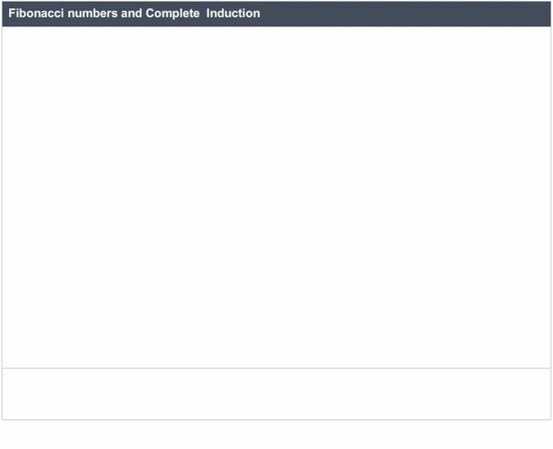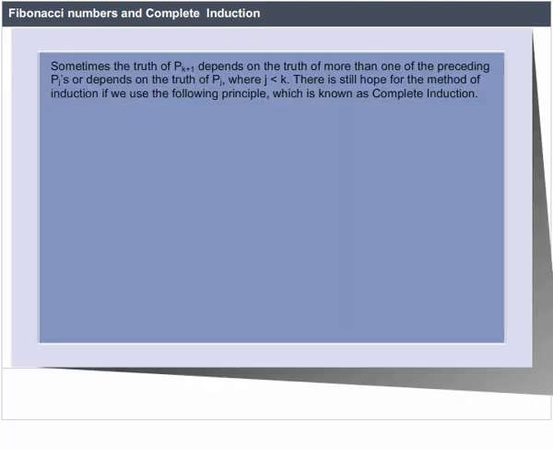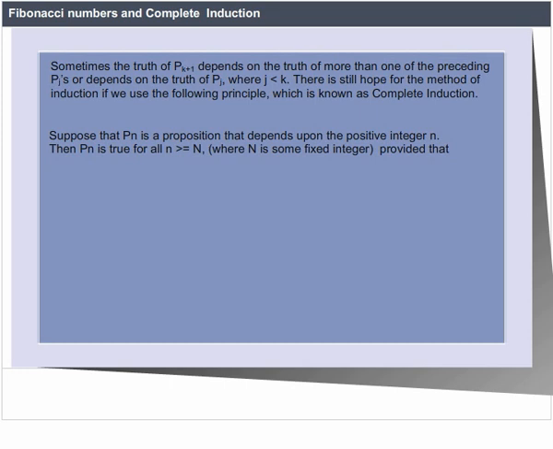Sometimes the truth of Pk plus 1 depends on the truth of more than one of the preceding Pj's, or depends on the truth of Pj where j is less than k. There is still hope for the method of induction if we use the following principle, which is known as complete induction. Suppose that Pn is a proposition that depends upon the positive integer n. Then Pn is true for all n greater than or equal to n0, where n0 is some fixed integer, provided that Pn0 is true, and if Pn0, Pn0 plus 1, etc. and Pk are all true, then so is Pk plus 1.